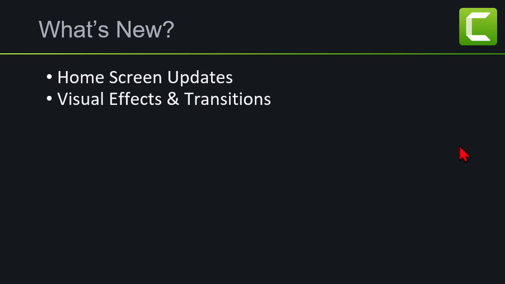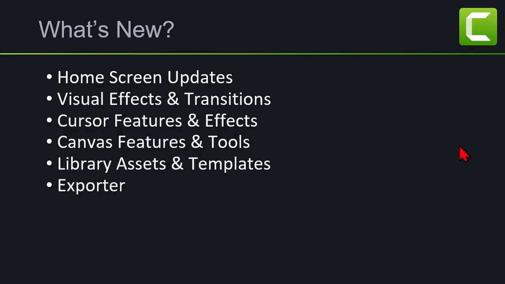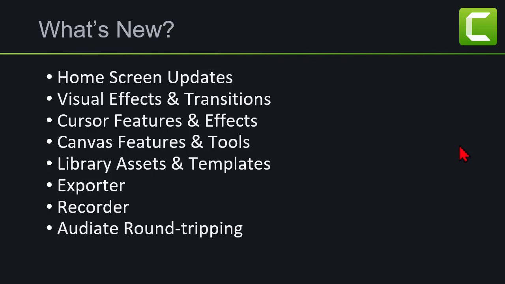And there are new visual effects and transitions, cursor features and effects. There are some new canvas features and tools to help us work with assets on the canvas. Library assets and new templates. There's a new way to export our videos. It's simple. There's some enhancements to the recorder, something called Audiate Round-tripping. I'll tell you what that is, and then a few miscellaneous things going on.